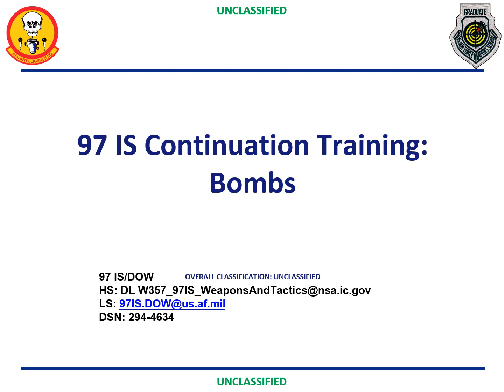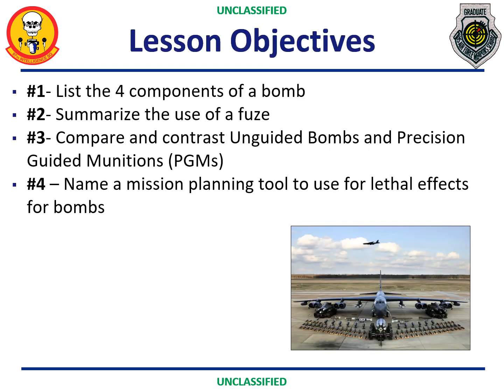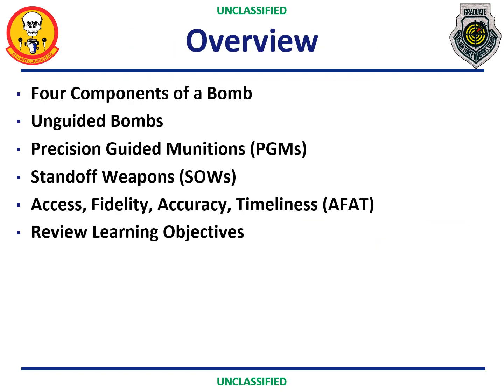Today we'll be discussing bombs. Today's objectives are: 1. List the 4 components of a bomb. 2. Summarize the use of a fuse. 3. Compare and contrast unguided bombs and precision-guided munitions. And 4. Name a mission planning tool to use for lethal effects for bombs. Now, some of these definitions may be unfamiliar to you, but don't worry, we'll go over everything during the lesson. Here's an overview of what we're going to cover.